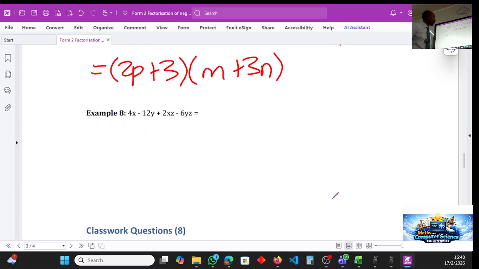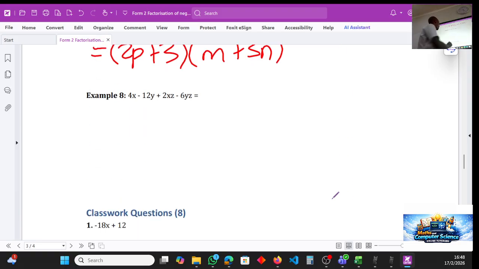Then moving to the last part, which is our last example. Start by grouping again. I've got 4x, I've got minus 12y there. My HCF is going to be 4. X and Y, there's nothing common. Then I open my bracket. So when I divide 4x by 4, I get x. I divide minus 12y by 4, I get minus 3y.